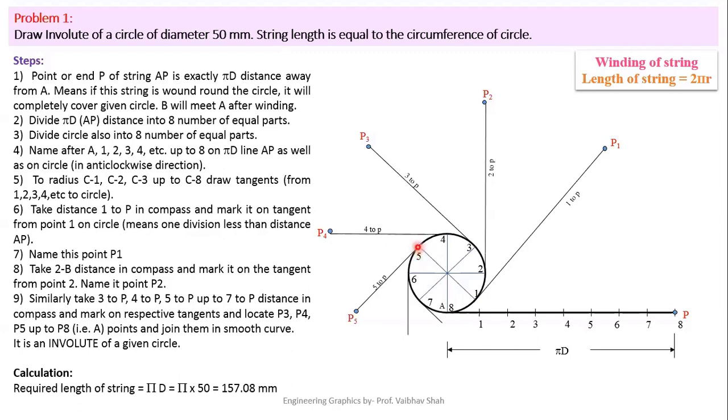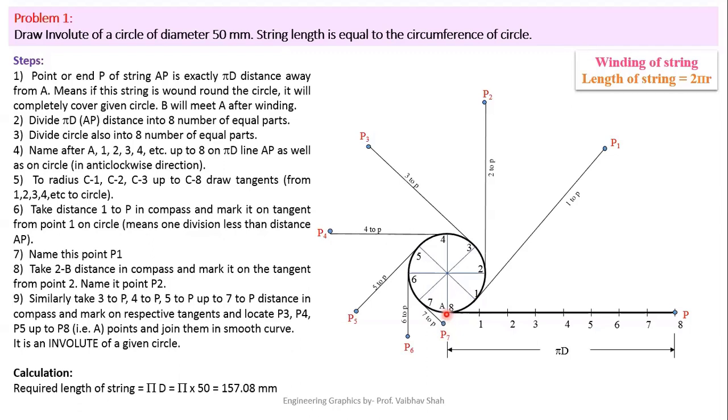We will put our rounder at point number 5. We will try to cut this line. We will be having point number P5. Likewise, you will take the distance of 6 to P on your rounder and you will get this P6 point on your 6th line. Similarly, you will take the distance from 7 to 8. You will put your rounder at point 7 and try to locate this point 8. This will be P7, your point from your 7.